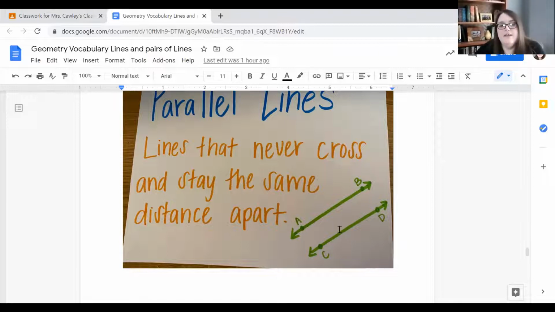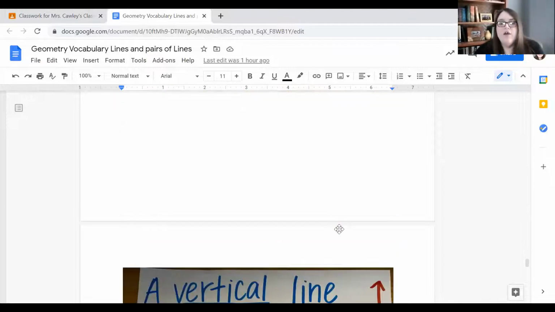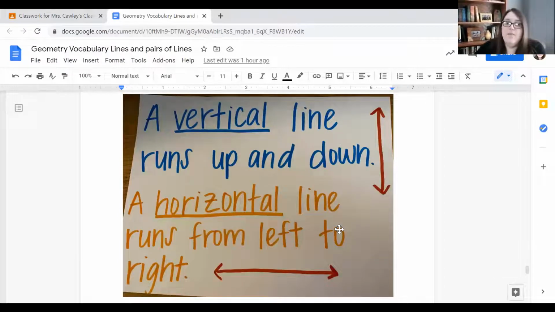Okay, so my next word is a vertical line runs up and down. So here's a line and it's just running up and down. A horizontal line runs from left to right. So here's my horizontal line. It runs from left to right.